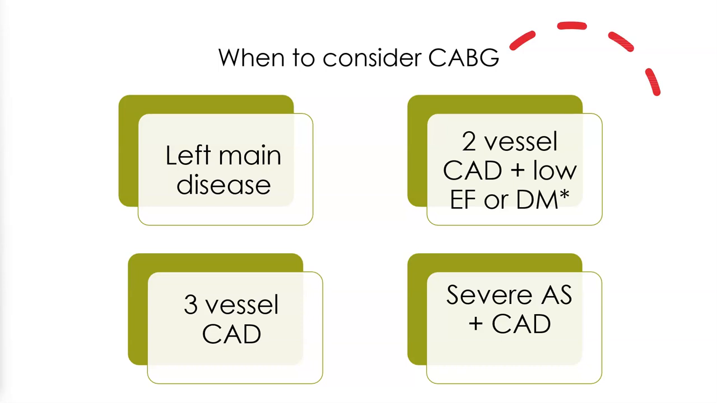It can also be considered when a patient has severe or symptomatic AS and is being considered for aortic valve replacement. If the patient concurrently has significant coronary artery disease, then a CABG may be recommended at the same time as the aortic valve replacement, so that the patient only has to undergo one surgery rather than two.